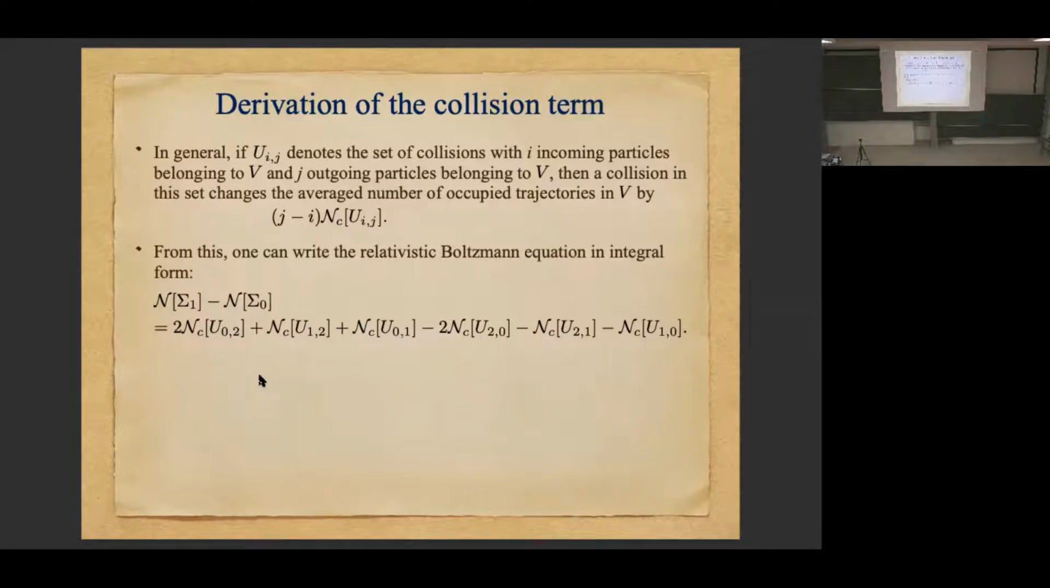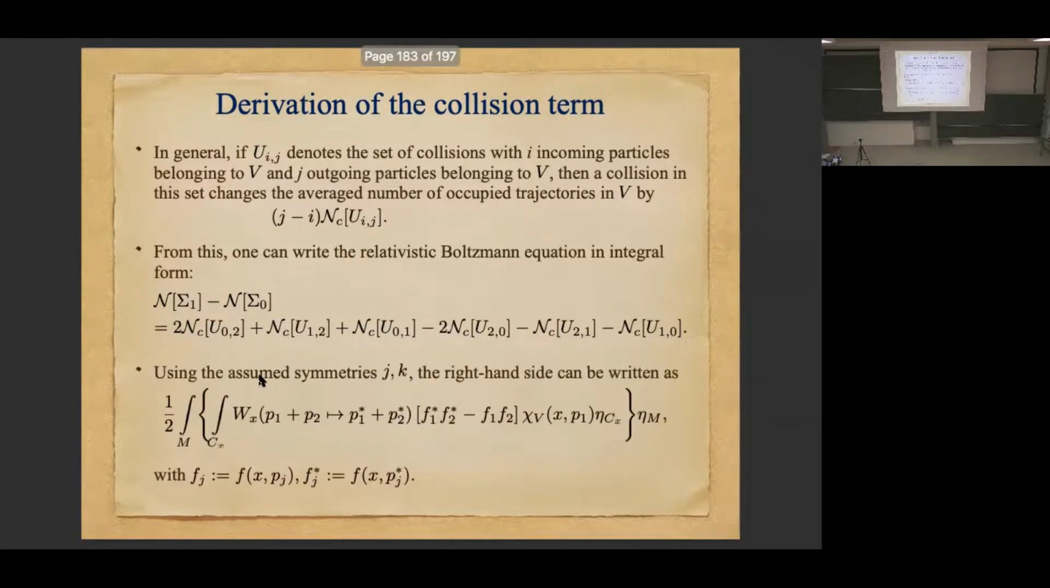And by doing this, now you can write this difference explicitly. This difference is just the sum of all the possibilities that you have. These are 9 possibilities, but 3 of them give you 0 difference, so I didn't put them here. And this is actually the Boltzmann equation, the relativistic Boltzmann equation in integral form, integrated over the phase space.